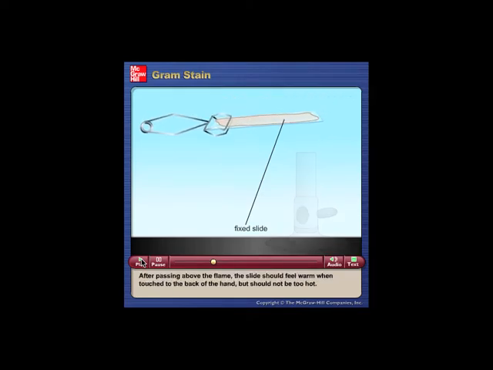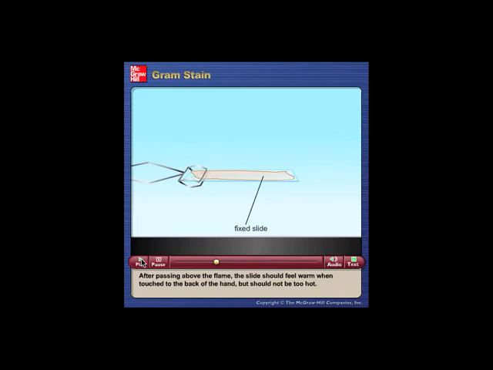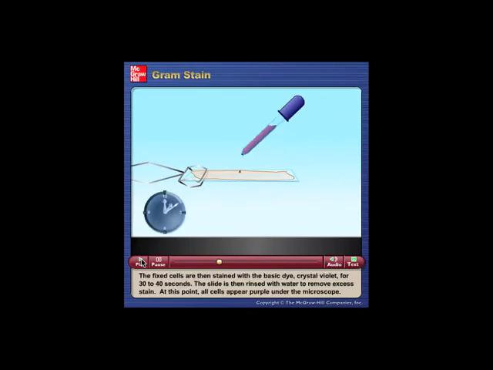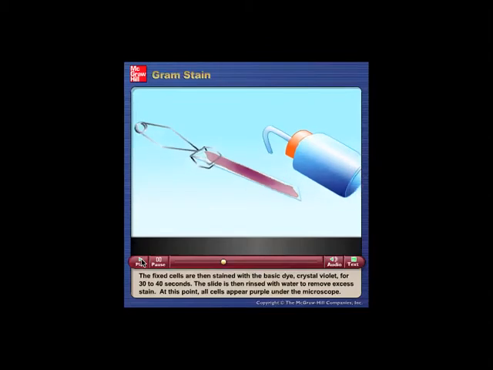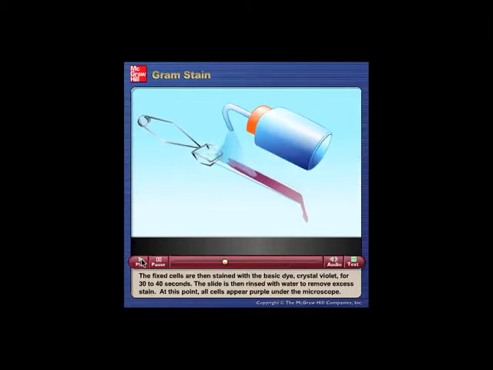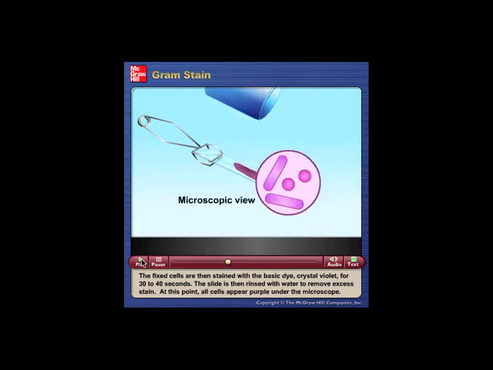After passing above the flame, the slide should feel warm when touched to the back of the hand, but should not be too hot. The fixed cells are then stained with the basic dye, crystal violet, for 30 to 40 seconds. The slide is then rinsed with water to remove excess stain. At this point, all cells appear purple under the microscope.